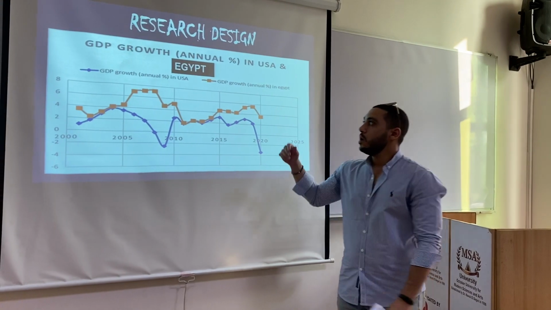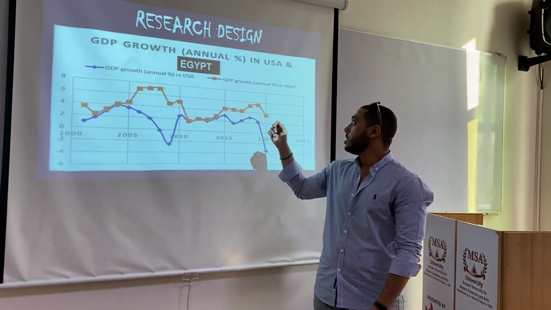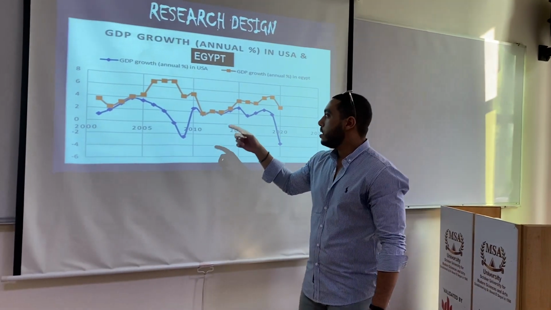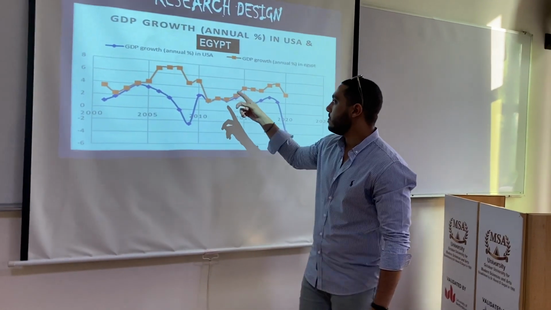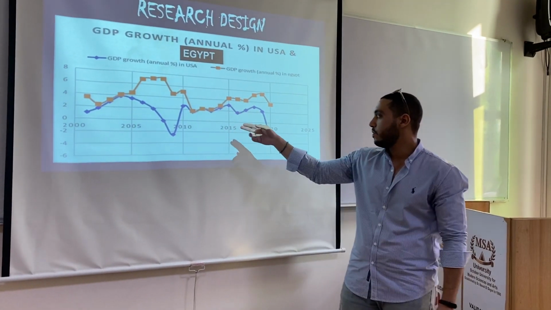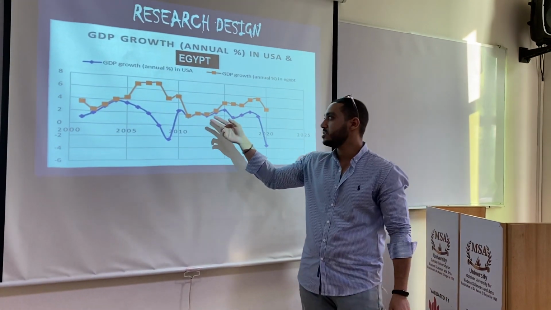Research design. First indicator, GDP growth rate in USA and Egypt. As we see, the GDP growth rate of Egypt exceeds the GDP growth rate of USA, but percentage is not everything.